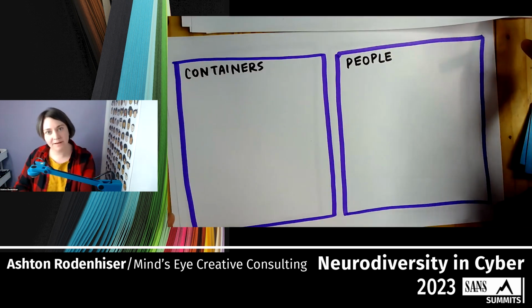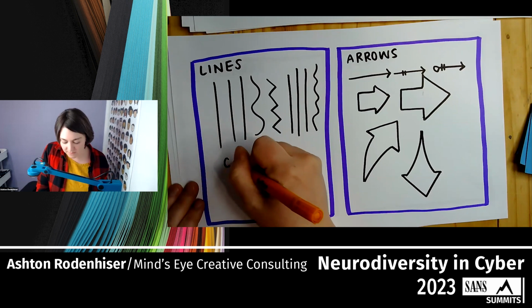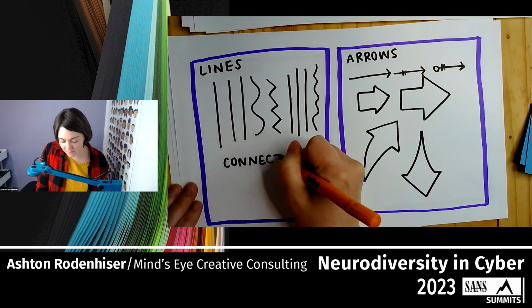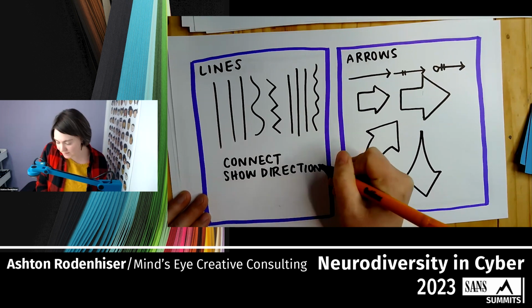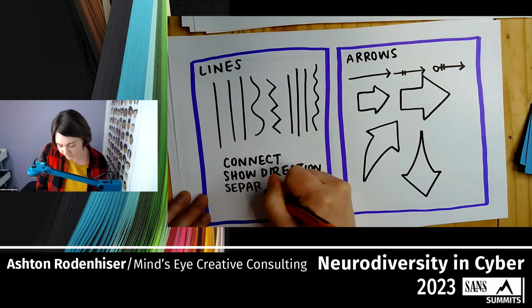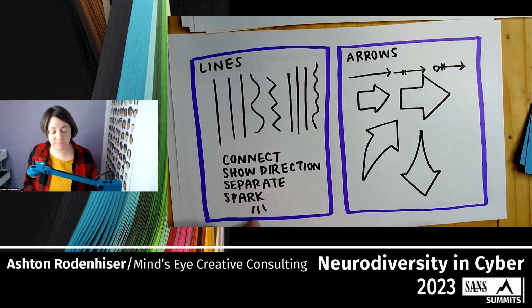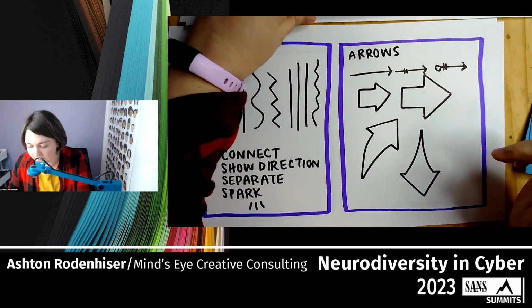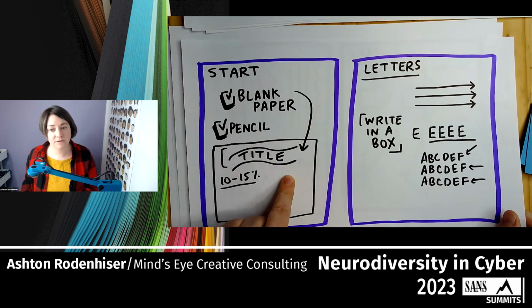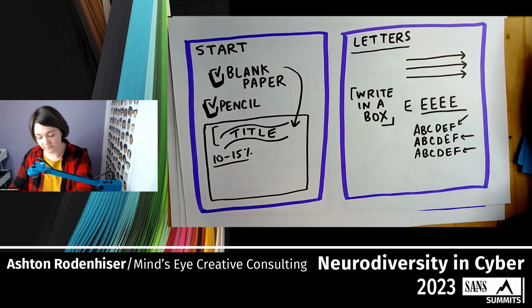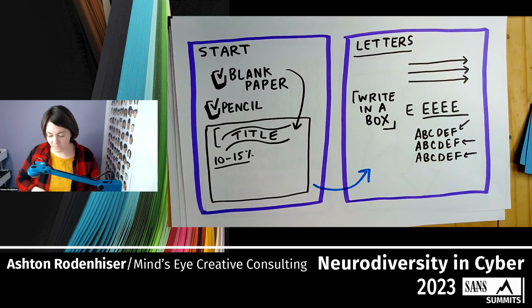All right. So, oh, I forgot to tell you how to use these. So lines and arrows are super foundational in our sketchnoting because we can use them to connect ideas, to show direction, to separate information, and to spark or to highlight. Just something like that. Okay. So look at this. Look what I did here. I used an arrow here to connect that information. Okay. I could also use an arrow to show the direction. We're going from here to here. Just like that.